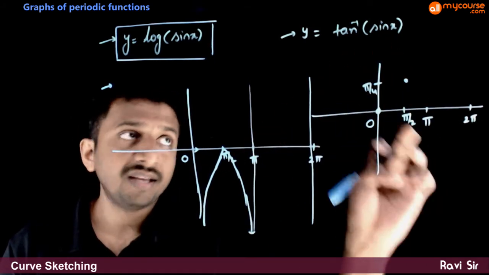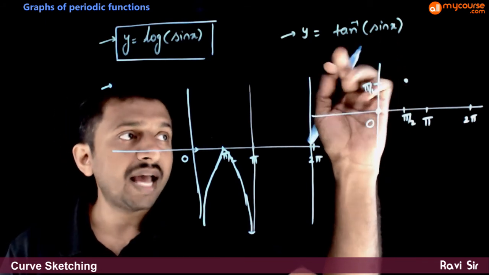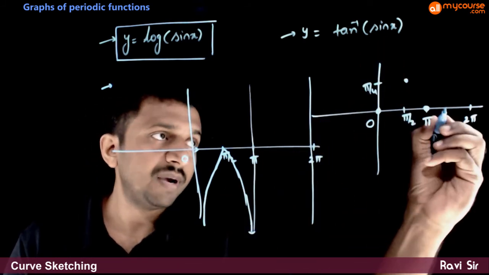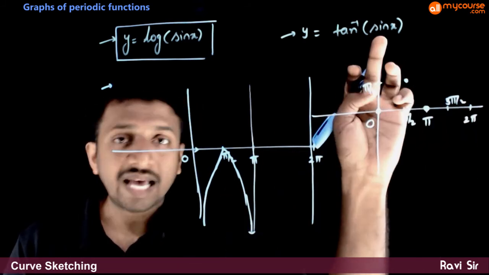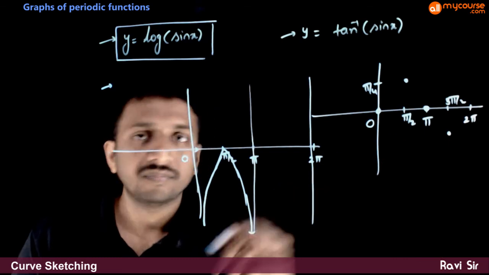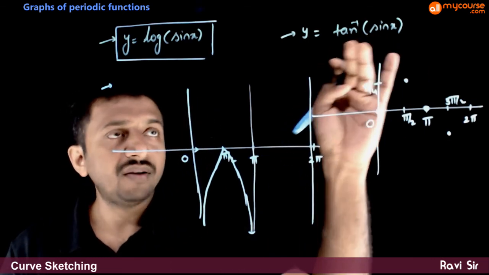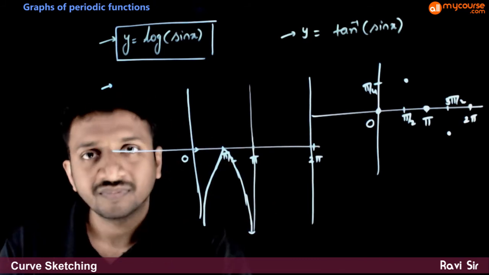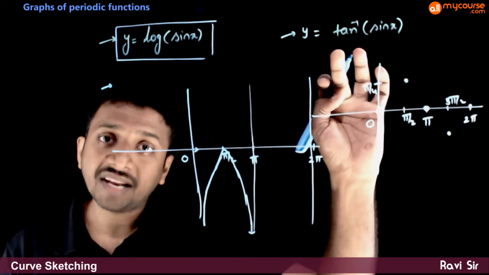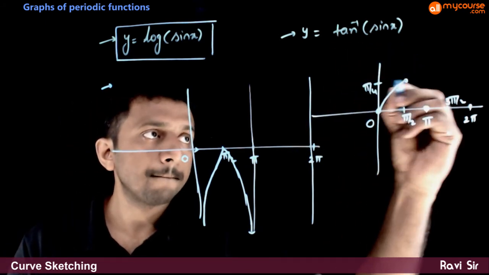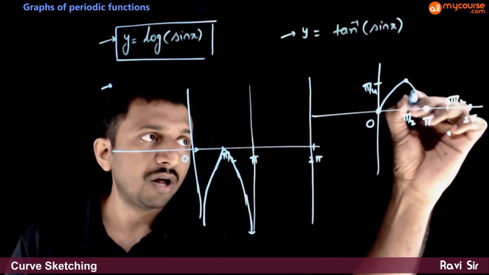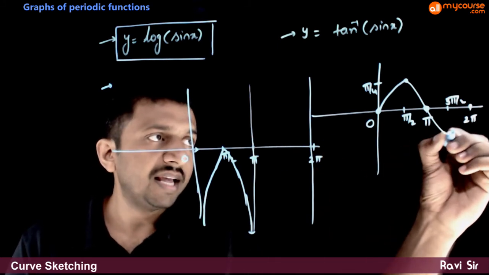When x is equal to pi, sin x is again equal to 0, tan inverse of 0 is 0. When x is equal to 3 pi by 2, sin x is minus 1, tan inverse of minus 1 is minus pi by 4. At 2 pi, sin is 0, tan inverse of 0 is 0. So between 0 and pi by 2, sin increases, so tan inverse also increases. Pi by 2 to 3 pi by 2, sin decreases, so tan inverse also decreases. Then again it increases.